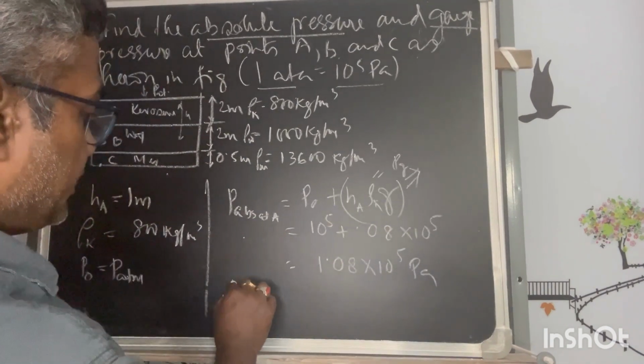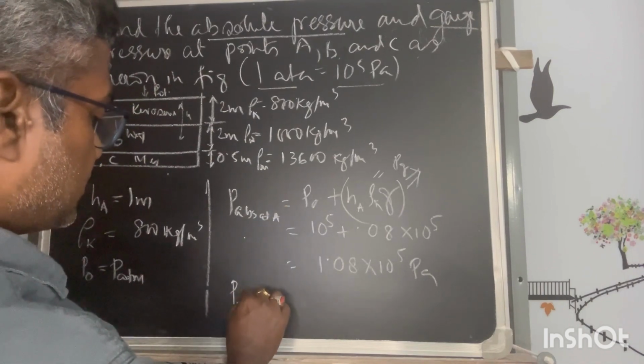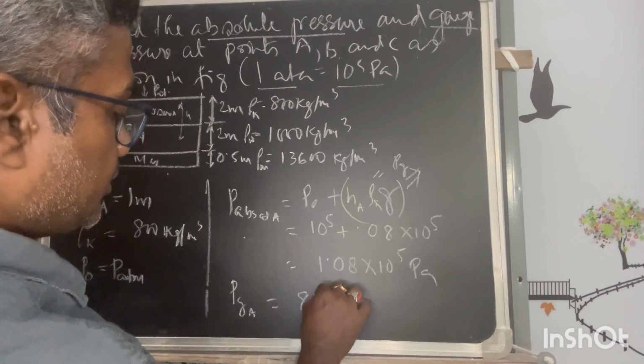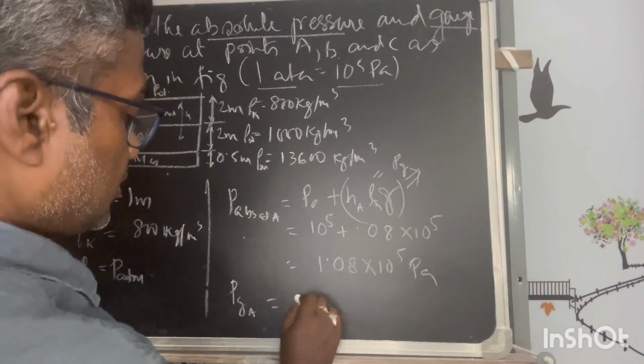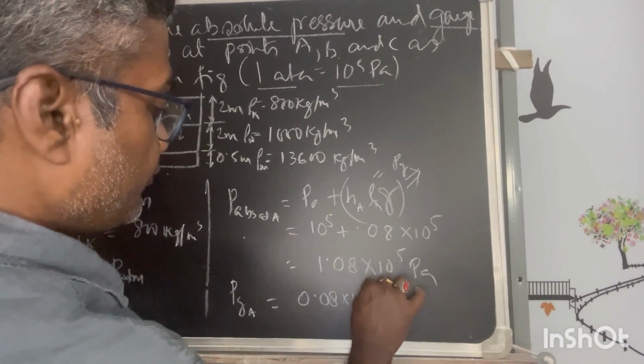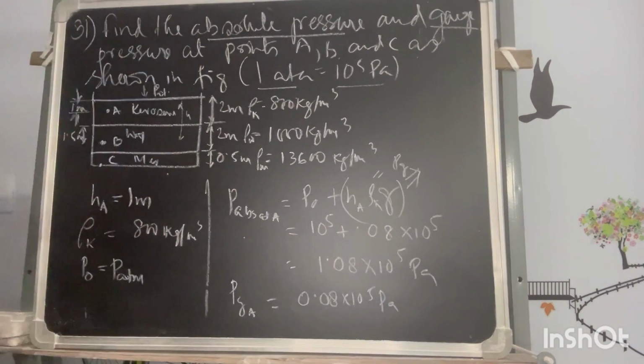So for point A, this is the absolute pressure, and the gauge pressure at A is equal to 0.08 into 10 to the power 5 Pascal. So the A part is done.